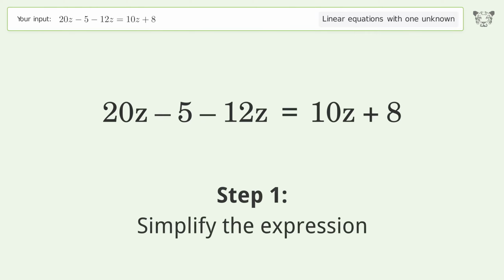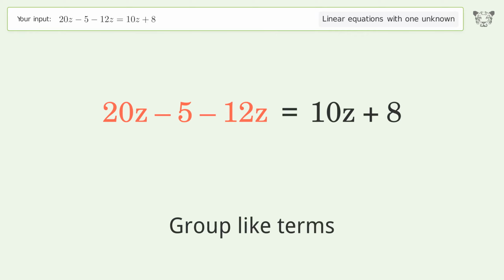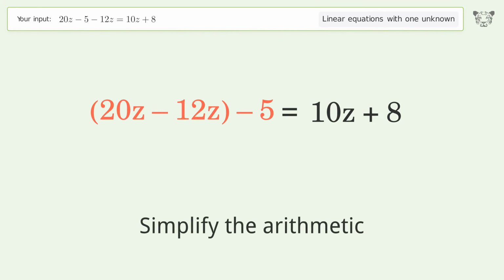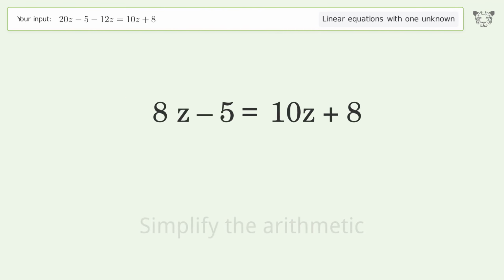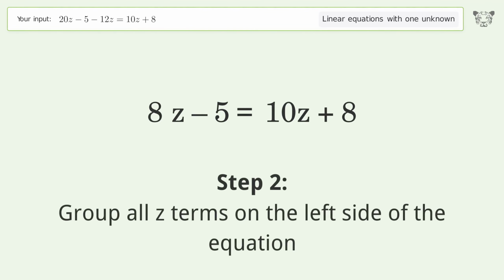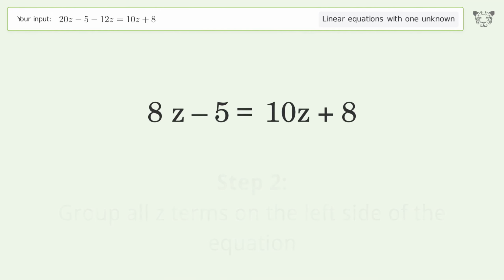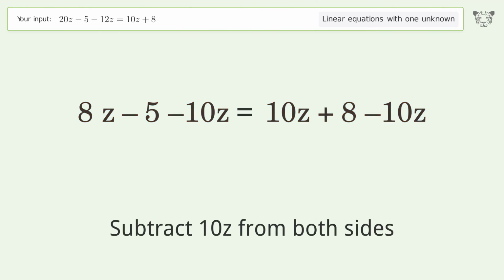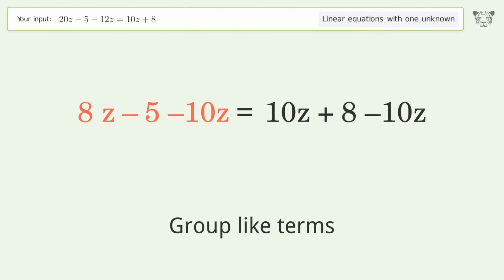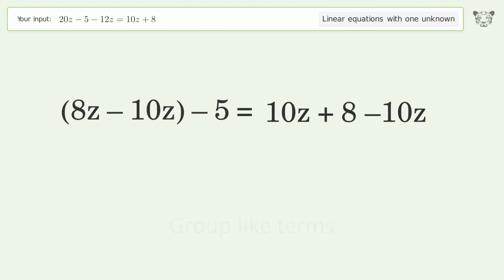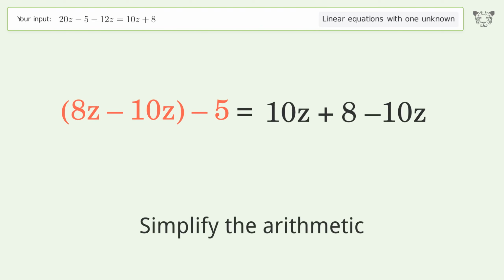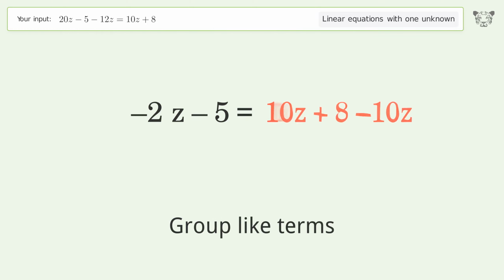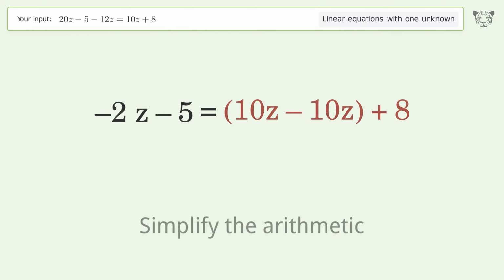Simplify the expression. Group like terms. Simplify the arithmetic. Group all z terms on the left side of the equation. Subtract 10z from both sides. Group like terms. Simplify the arithmetic. Group like terms. Simplify the arithmetic.